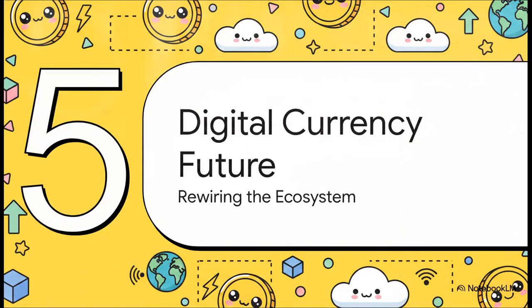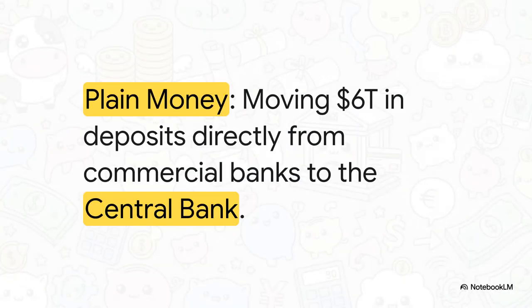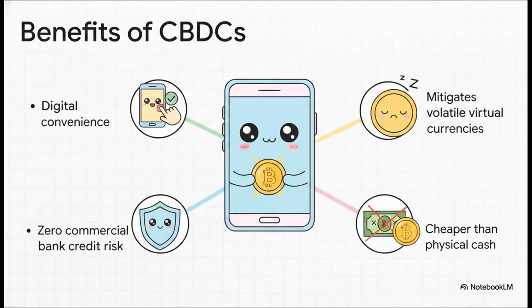Section 5. The Future. Digital Currency. So to prevent these volatile, terrifying crises, we're seeing radical macroeconomic proposals gain traction, things like plain money or the famous Chicago Plan. These proposals suggest moving trillions of dollars, like $6 trillion in everyday deposits, entirely out of the hands of commercial banks and directly to the central bank. The main argument here is that if private banks can no longer create deposit money, we could finally prevent those massive recurring financial meltdowns.